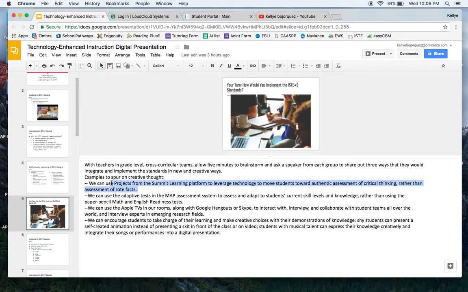We could use projects from Summit Learning Platform to leverage technology to move students toward authentic assessment of critical thinking rather than assessment of rote facts, which is what Edgenuity does. And just a few ideas of specific current and emerging technologies that are in use at our school and that will be in use in the future.